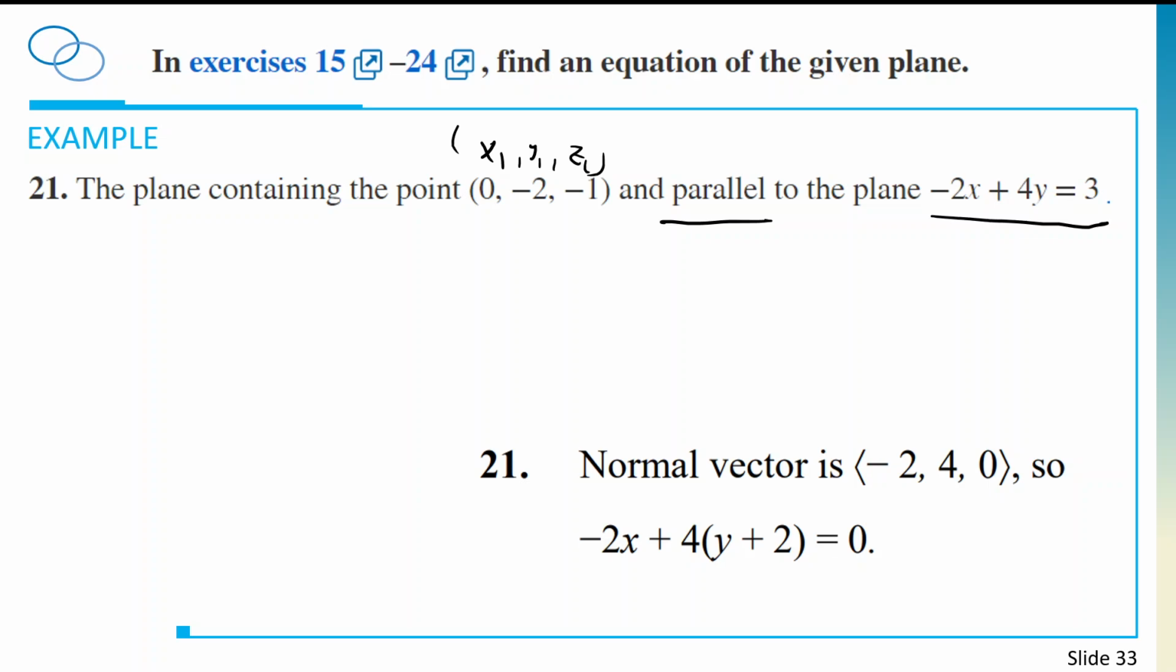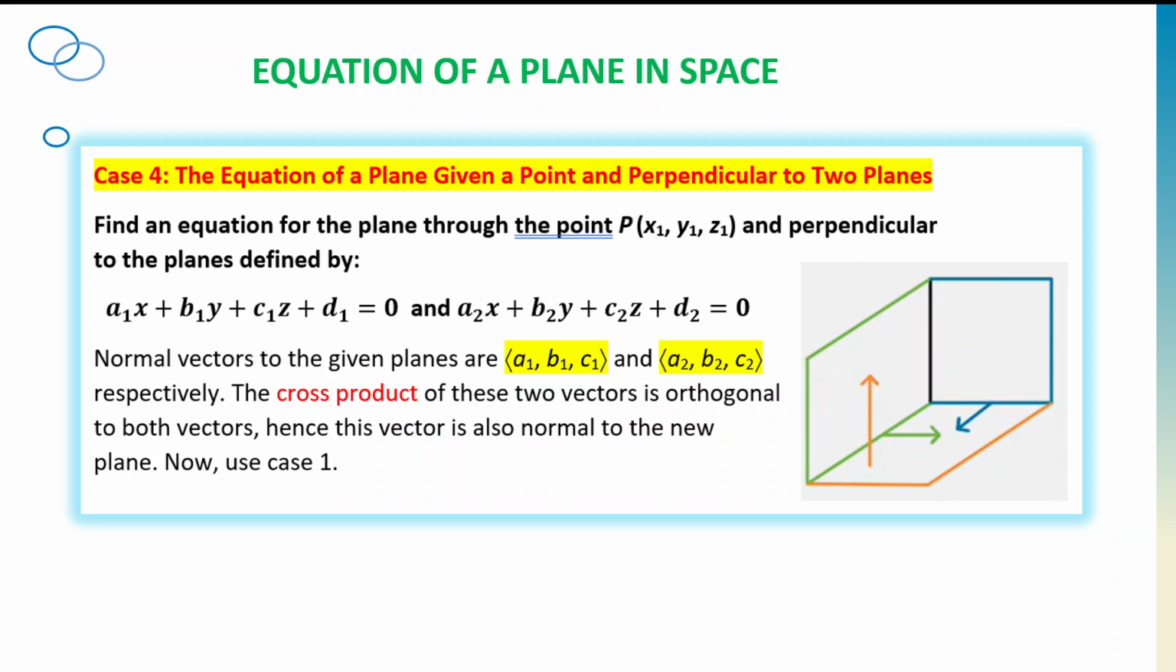Now let's see if we have any last case. Case number 4. So you see the cases, usually the fundamental case, and then they use 2 points or 3 points, it depends, line or a plane. Case number 3 with parallel line or parallel vector, parallel plane, sorry. And case number 4, we have still a point, but perpendicular to 2 planes.